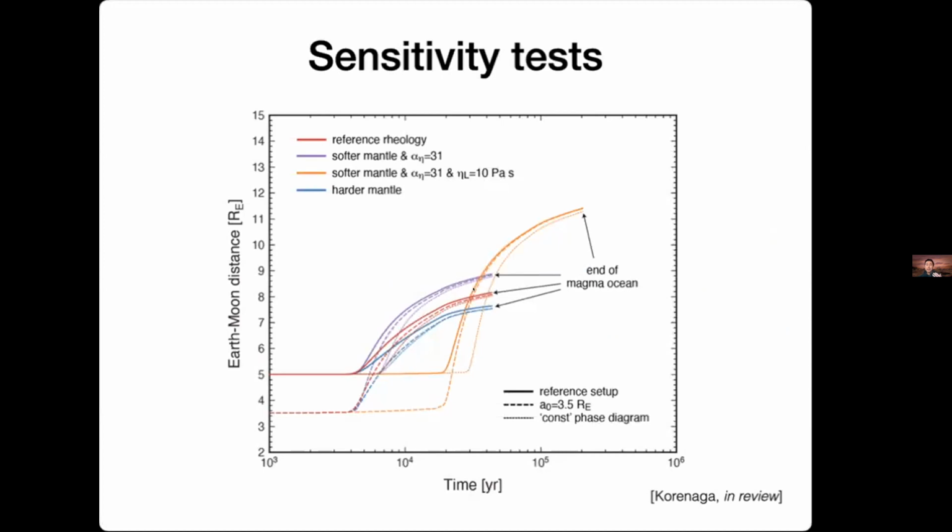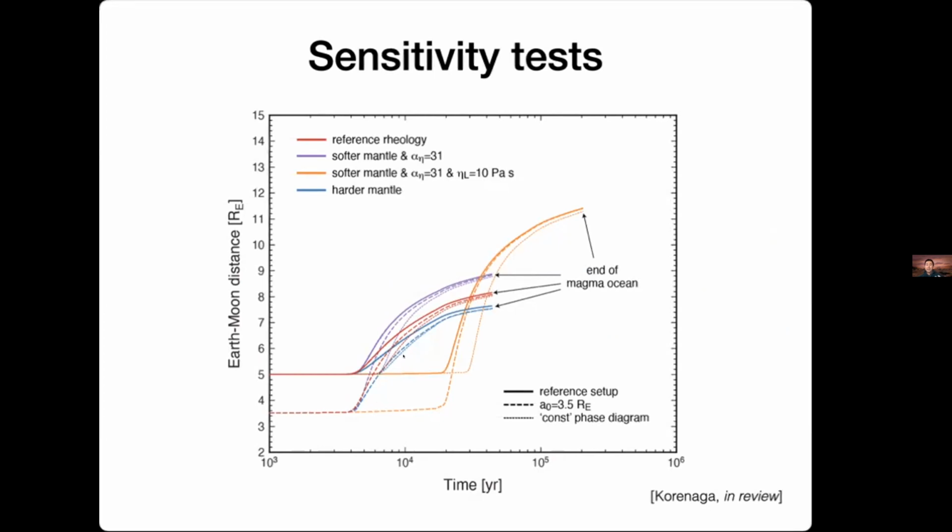If the initial distance is 5 Earth radii, you get only 3 Earth radii of recession at the end of solidification. And even if you start at 3.5 Earth radii, you end up with a similar location, because a shorter lunar distance gives greater tidal dissipation.